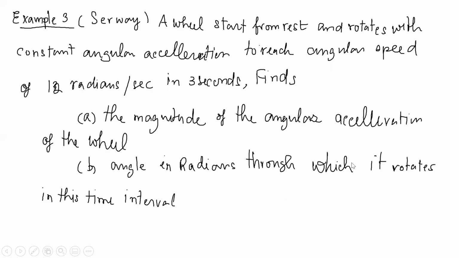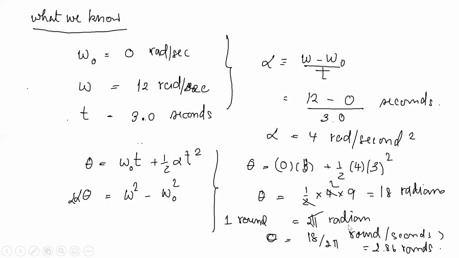So the question is how many radians it takes. It is 18 radians. But how many rounds? You can say that one round is 2 pi radians. So 18 radians is 18 over 2 pi rounds, or roughly 2.86 rounds. So it's just under 3 rounds of rotation to get to the final angular speed.